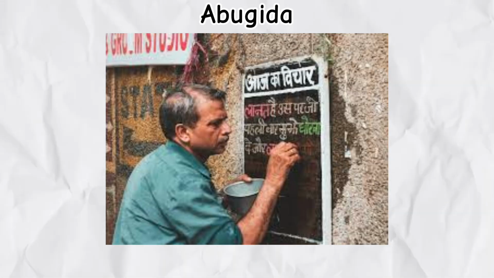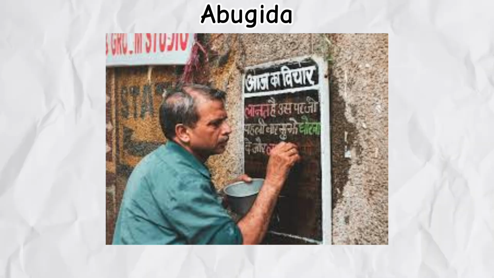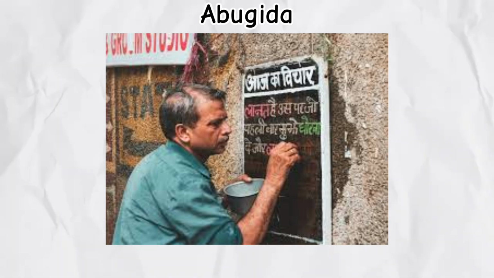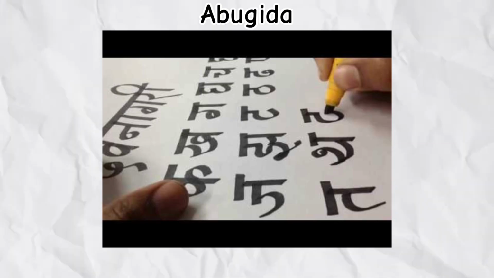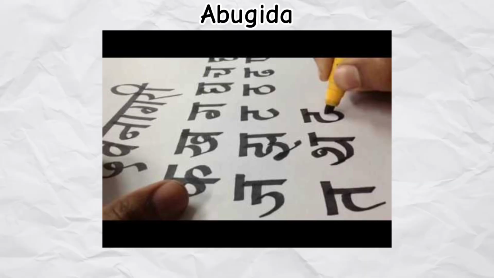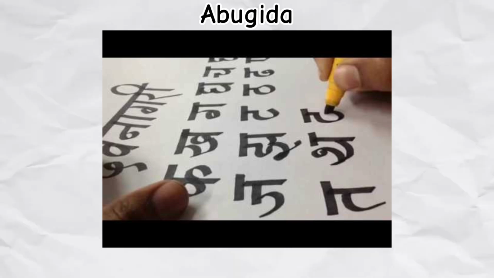Abugidas are highly efficient for writing languages with many syllables because you don't need separate symbols for every possible combination. Once mastered, this system allows complex words to be read quickly while maintaining a clear visual structure.